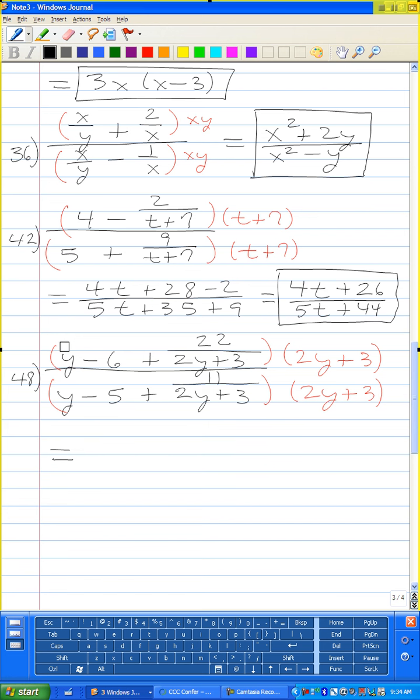So first, let me multiply the y inside the parentheses. So I have y times 2y, which is 2y squared. y times 3 is 3y. Negative 6 times 2y is a negative 12y. Negative 6 times 3 is negative 18. The 2y plus 3's cancel, so you get plus 22 over.